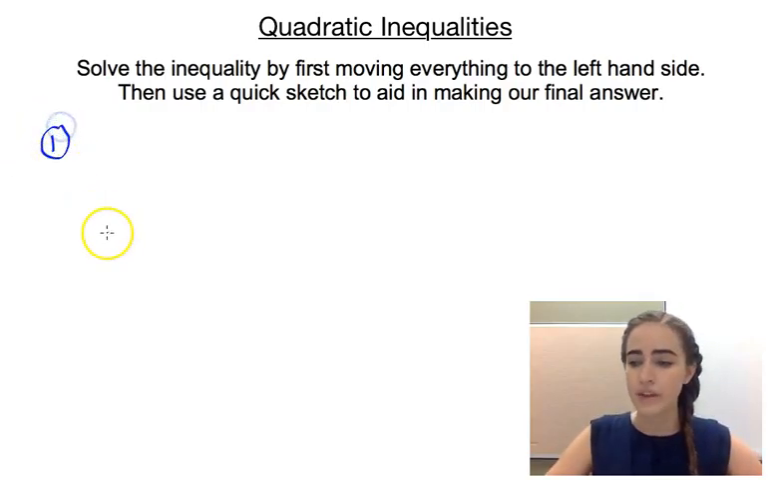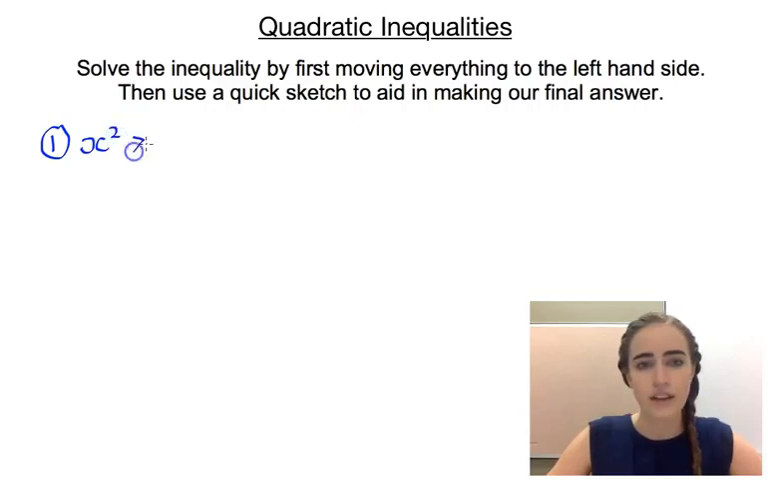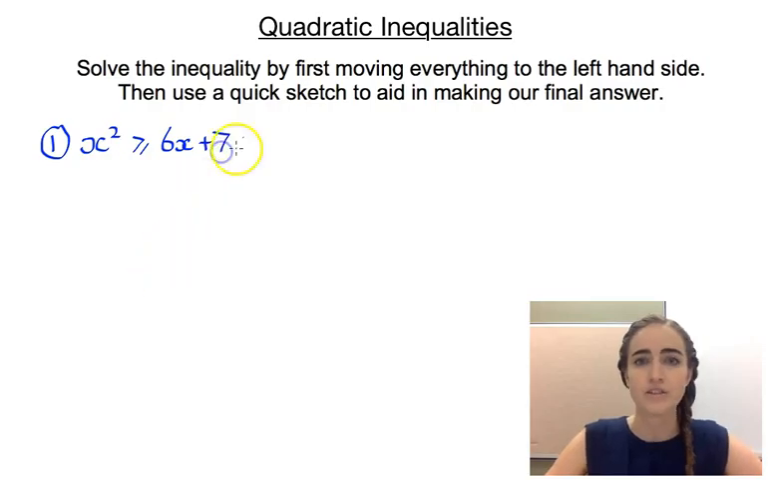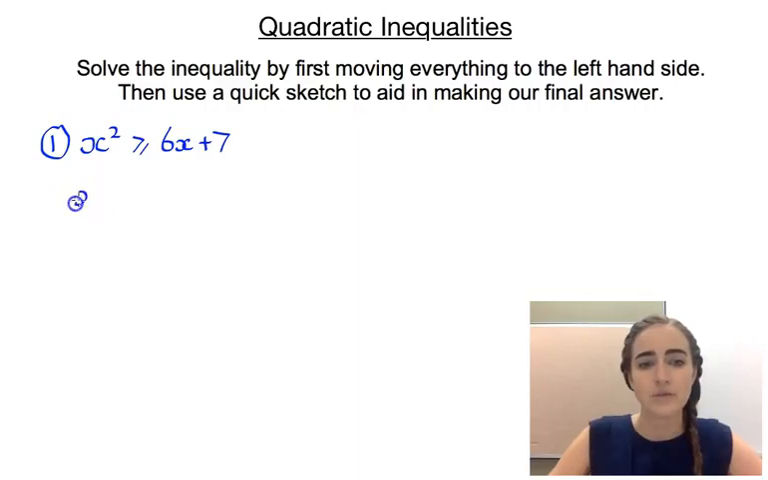Our first one is if we've got x squared is greater than or equal to 6x plus 7. So it's a quadratic because of that squared term there. Like we said, the first thing we're going to do is move everything to the left-hand side of that equation. So we're going to subtract 6x and subtract 7. So we'll have x squared minus 6x minus 7 is greater than or equal to 0.